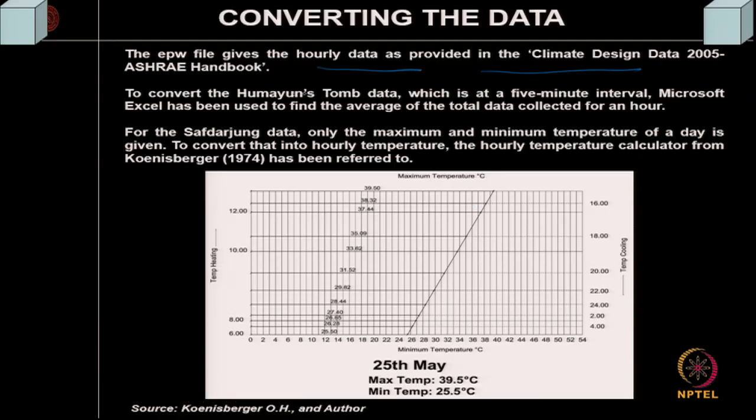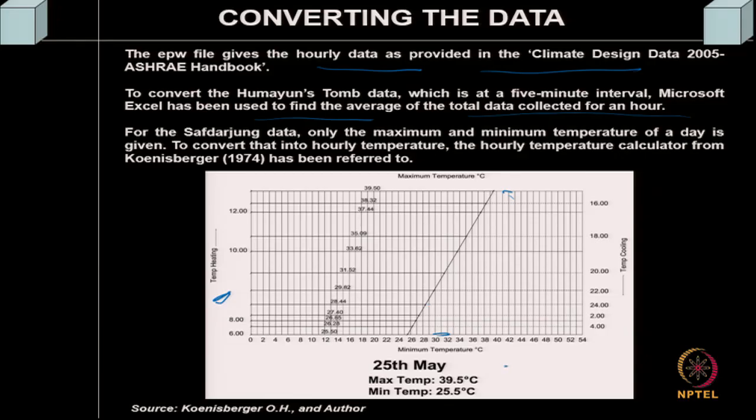hourly data provided by climate design, etc. For some locations, only the maximum and minimum temperature of a day is given. So, one can compare the minimum daily temperature through a chart. For example, there is a chart available in Kinisberger's book. If you know the minimum and maximum temperature, assuming a sinusoidal variation, one can find out the hourly temperature. This is very simple.